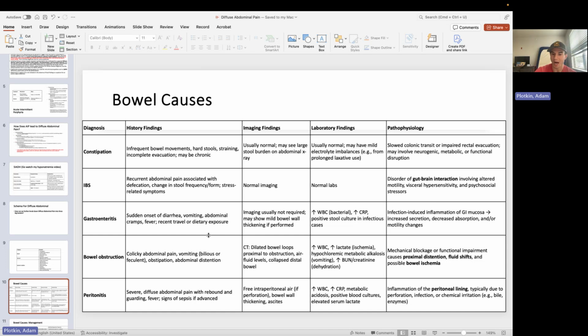Gastroenteritis: sudden onset of diarrhea, vomiting, abdominal cramps, fever. Maybe they've had recent travel or new dietary exposure. Imaging findings, right? Usually not required. We're not going to get imaging in these patients, or it's not going to show anything. Lab findings, we may see elevated white blood cell counts if it's bacterial. We may see elevated CRP, an acute phase reactant. We may see positive stool cultures in infectious causes. So again, it's going to be due to infection-induced inflammation of the GI mucosa. We're going to have increased secretions, decreased absorption, and motility changes.